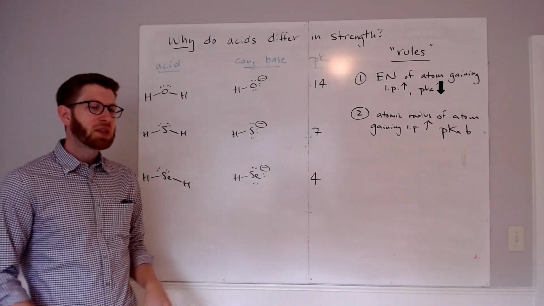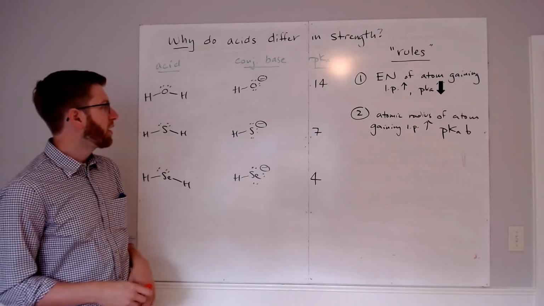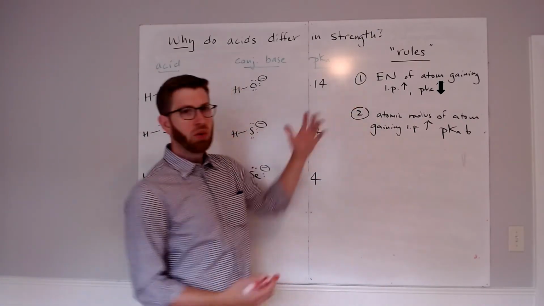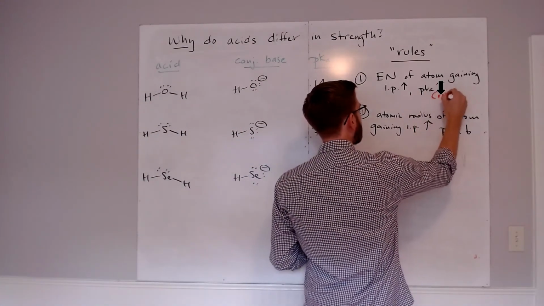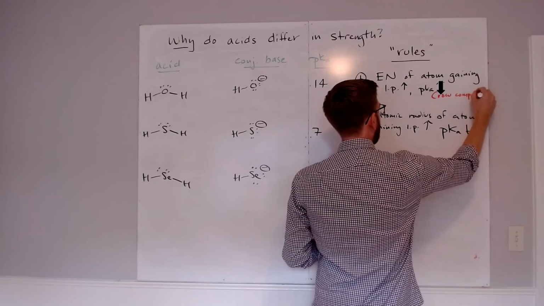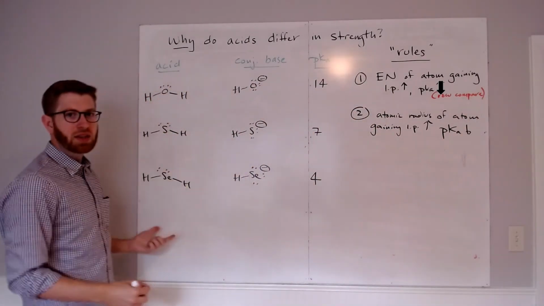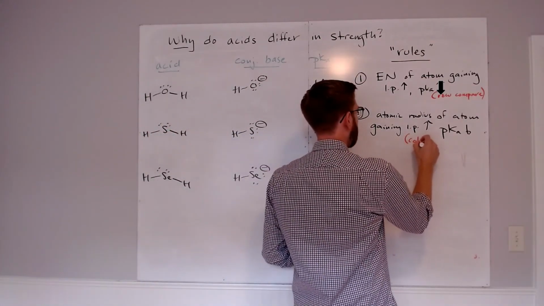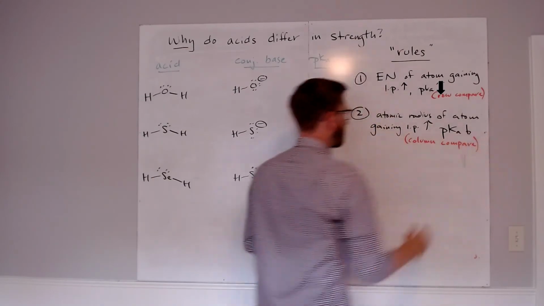But there are lots of scenarios where you can essentially use one or the other. If you're looking at comparing elements within a single row or across a row, rule 1 is going to dominate. So this is going to be our row comparison. And if you're looking at elements in a single column, like we're doing in this example, then it's going to be the second rule that's going to matter. So this is our column comparison.